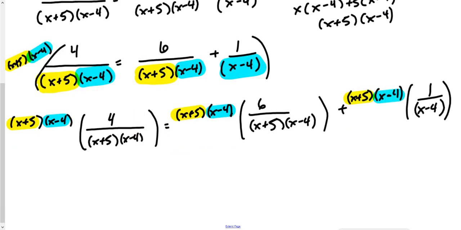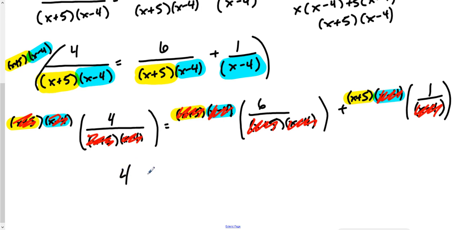So when I do that, what's going to cancel out? My x plus 5s cancel, and my x minus 4s cancel. X plus 5s cancel, x minus 4s cancel. And in my last term, only the x minus 4s cancel, and that's okay because I've scratched out all of my denominators. That's the goal. So let's write what I have left over.